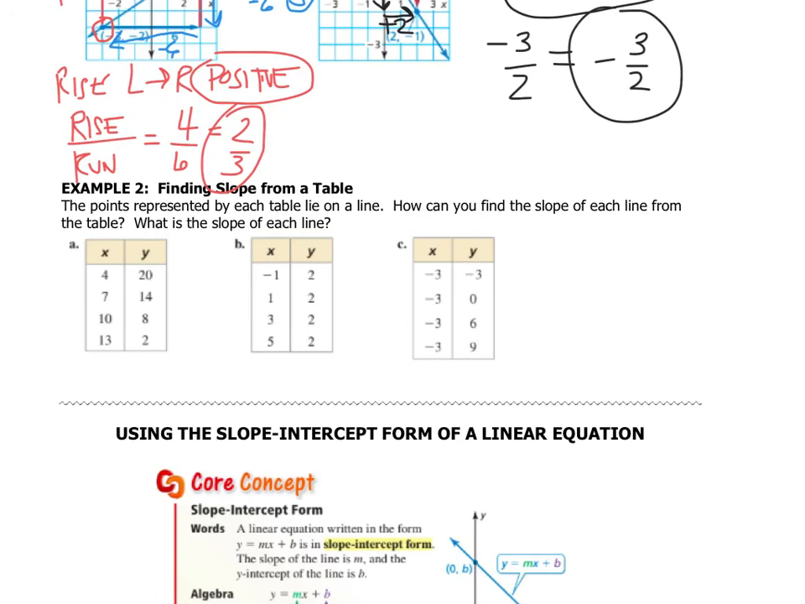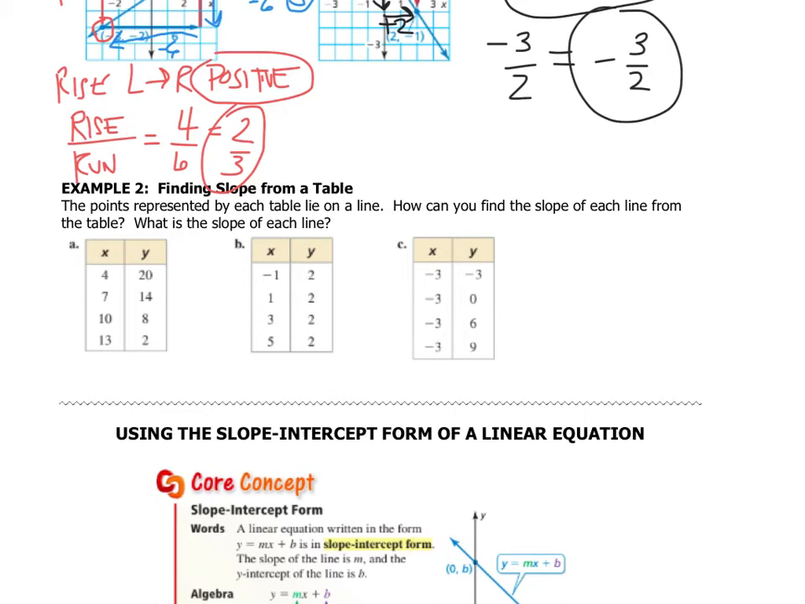So now we have finding our slope from a table. We don't have a graph this time, so we can't just use the coordinates on the graph to see what this looks like and just count boxes. I certainly could graph these tables, plot these points, see the line, and go from there. But we can also do this from the table.